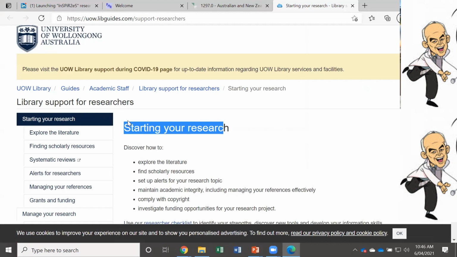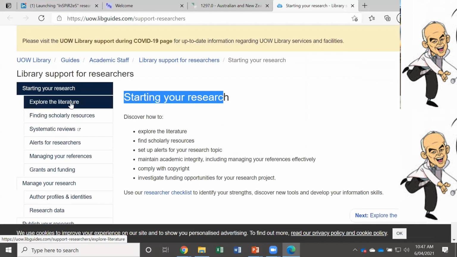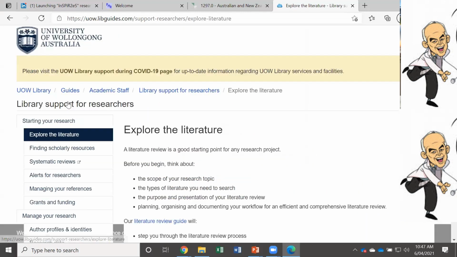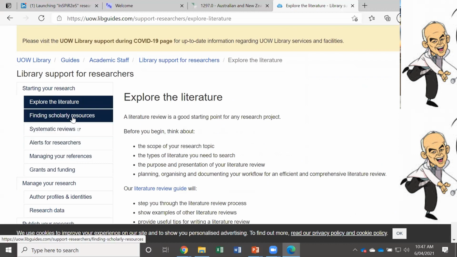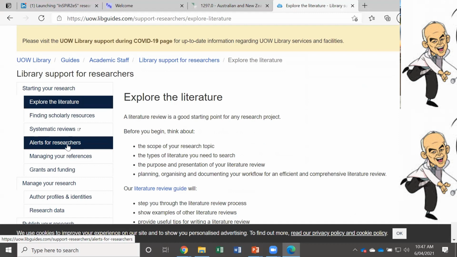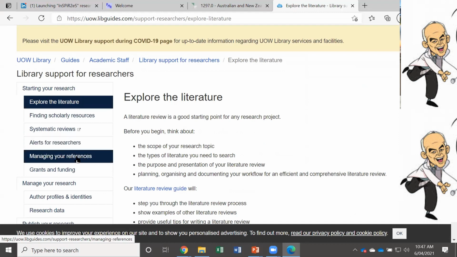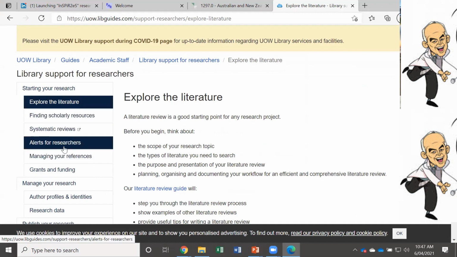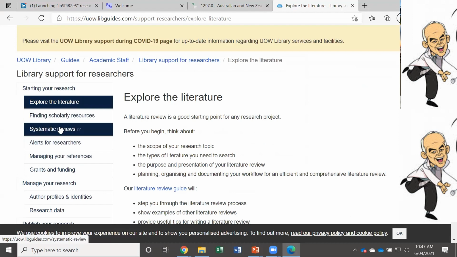If you go to this link, explore the literature, there are a lot of details there: finding scholarly resources, systematic literature review, alerts for researchers, managing your references. These few bits are about literature review. So I encourage all of you to go through this link and systematically do the literature review. You have to start from broader literature and narrow it down to the key papers.